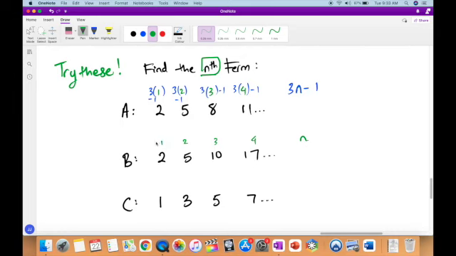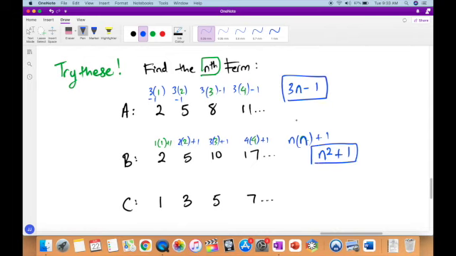If I square 1, 1 times 1 is 1, plus 1 will give me 2. Okay, so let's square this. 2 times 2 is 4, plus 1 will give me 5. Hey, it works. 3 times 3 is 9, plus 1 is 10. 4 times 4 is 16, plus 1 is 17. So whatever n is, I have to multiply that by n and plus 1. And therefore, the formula for this is actually going to be n squared plus 1. That is the formula for that sequence there.